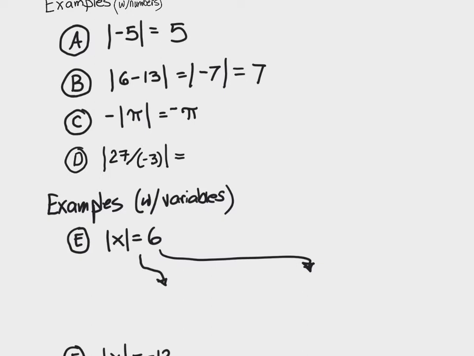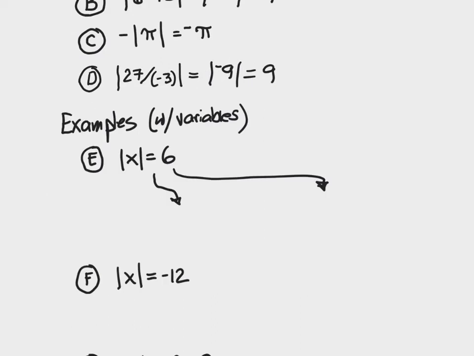And then in example D, we have an expression that is 27 divided by -3. And so doing the math there, we do the division. 27 divided by -3 is -9. A negative divided by a positive is a negative. So again, how far is -9 from 0? 9 units. All right, now we come to examples with variables.